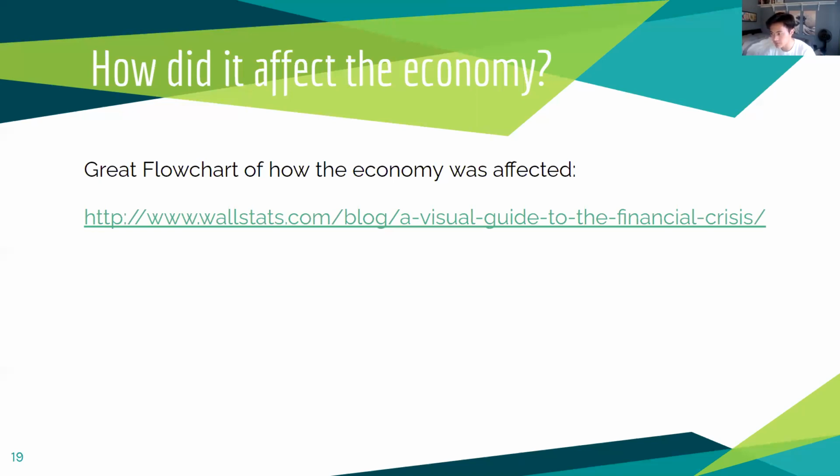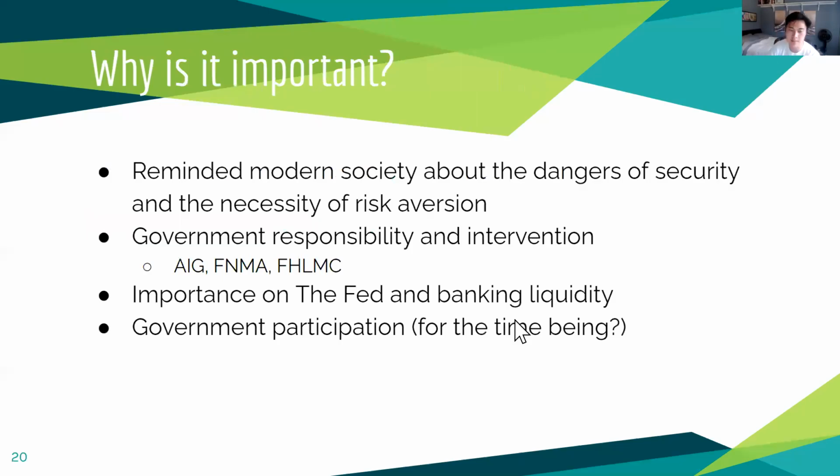In the next slide, we'll talk about why it's important to learn about the recession today: it reminded modern society about the dangers of insecurity and the necessity of risk aversion. I think generally economists agree that the financial system today is safer. Like Cassie mentioned, we have the 2010 Dodd-Frank Act, which pretty much put up new guardrails around the banking sector. The country's biggest banks must now undergo periodic stress tests to prove they could survive another crisis and draw up living wills so that they could be dismantled in an emergency without requiring a taxpayer bailout.